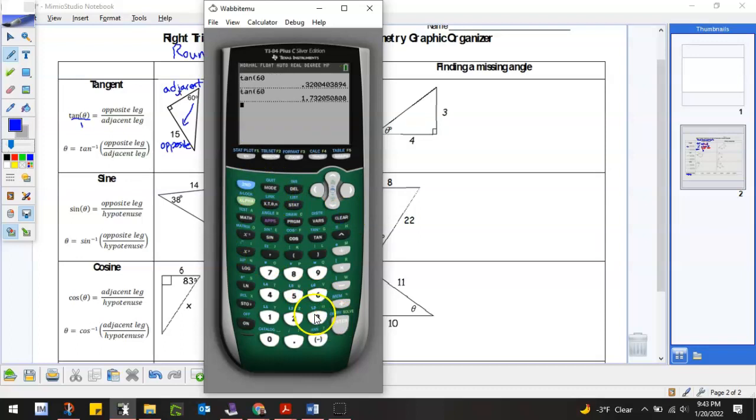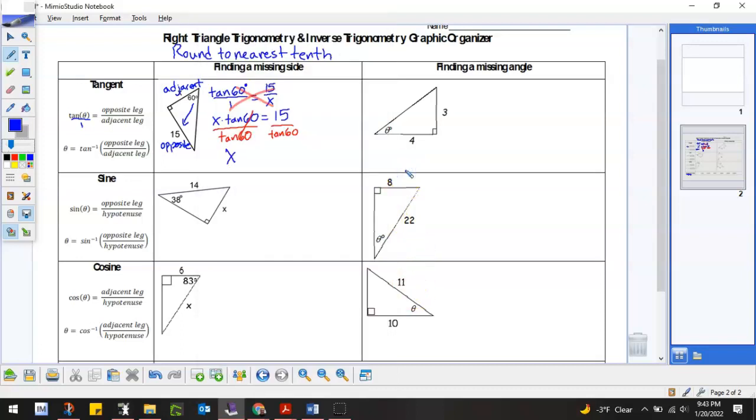So really all we're doing is taking 15 divided by 1.7. So I'm going to go ahead and do that right now. 15 divided by tangent of 60. And I get 8.66. I'm going to round that to about 8.7.